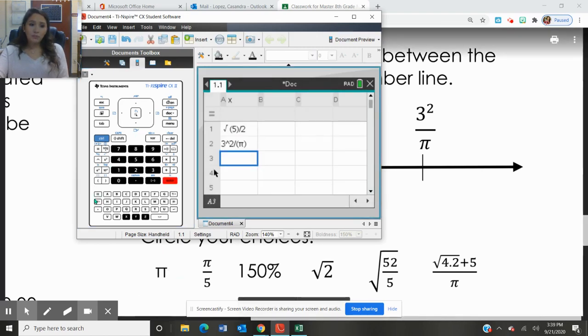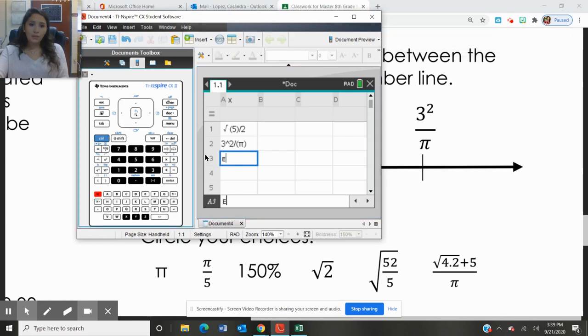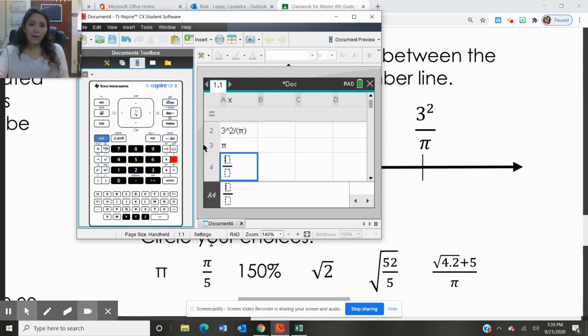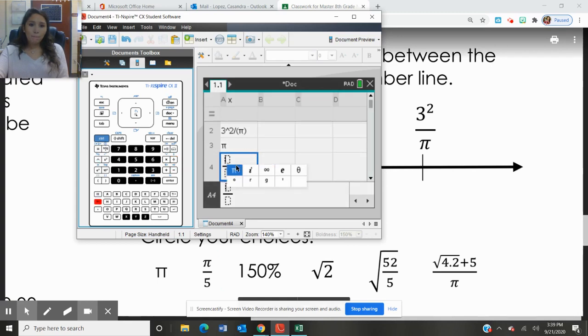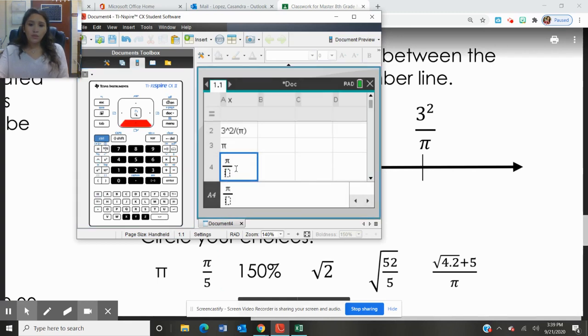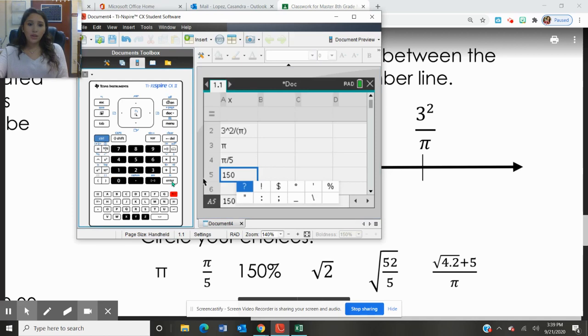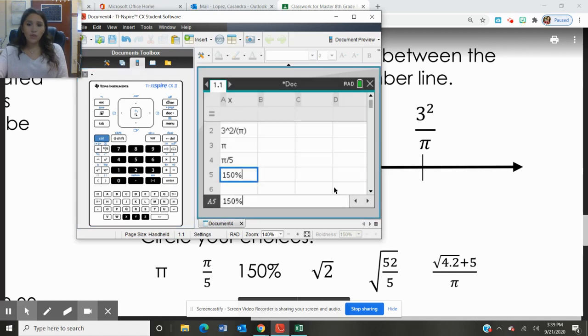I now have just the symbol pi. So pi, enter. Okay, then I have control divide. I have pi divided by 5. So pi divided by 5, enter. And then I have 150, and then again, the percent symbol is right here underneath the enter button, way over here to the right. I'm going to press enter.